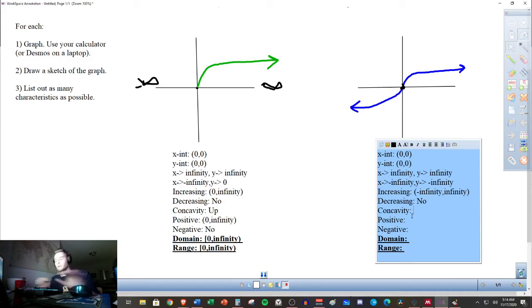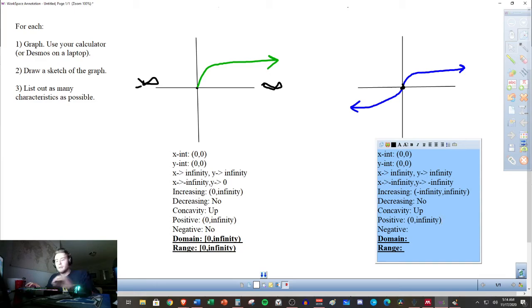Okay, concavity. This one's still concave up, because concavity is determined on the right side of the graph, in that first and fourth quadrant. If it's going down, it's concave down. If it's up, like ours here, it's concave up. What about positive? This graph is positive for every value greater than 0, so 0 to infinity, it's positive.